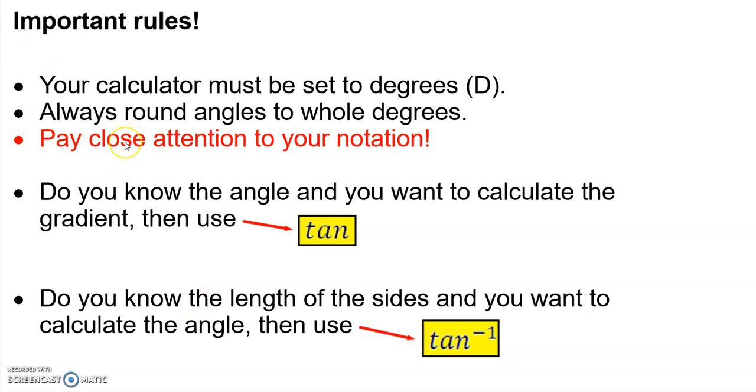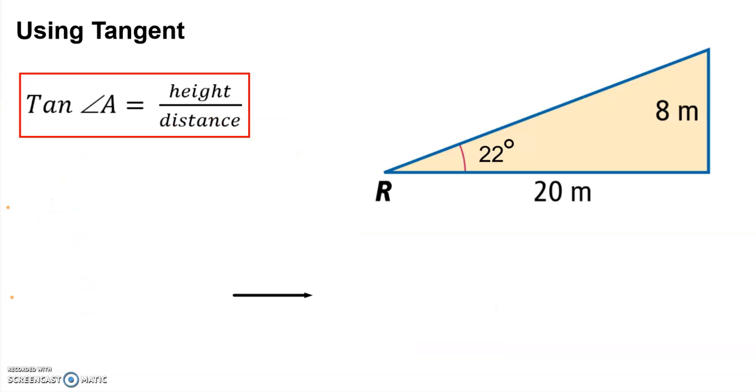I'm going to give you an example of those two situations, using tangent. And over here we see the formula again. You always need this formula, so make sure you have it ready. Because we are going to use this formula with this triangle, and it's a right angle triangle. And I have a lot of information.